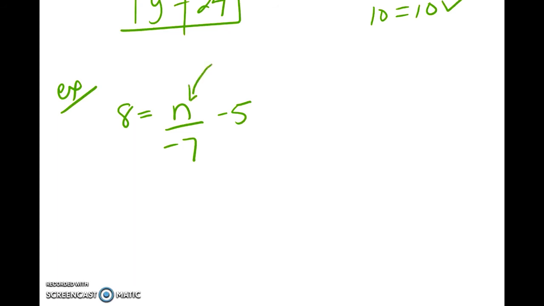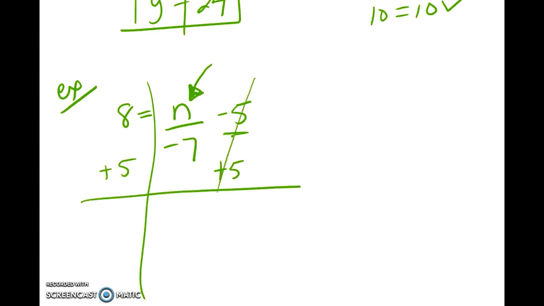So we identify our variable. There he is. And now over here, I see that we're subtracting 5. So to undo subtraction, I need to add 5 to both sides so that those go away. I bring down this n divided by 7. And I do this addition. 8 plus 5 is 13.